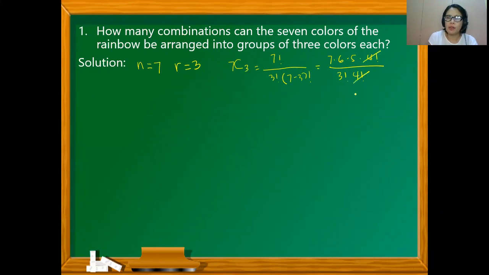So canceling 4 factorial on the numerator and denominator, and we know that 3 factorial is 3 times 2 times 1, and 3 times 2 times 1 is 6. So we have 35. Combination of 7 taken 3 is 35. So there are 35 combinations the 7 colors of the rainbow can be arranged into groups of 3 colors.